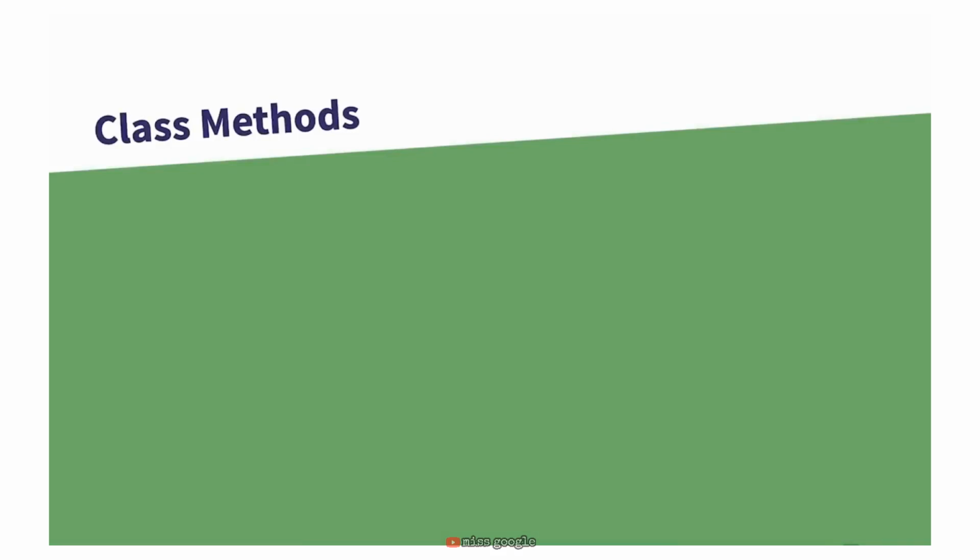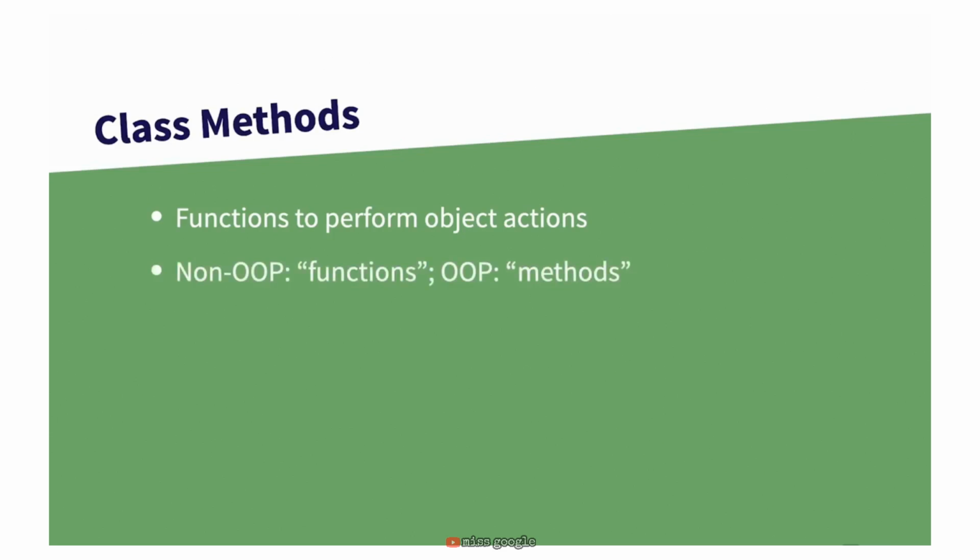In this movie, we're going to learn to add methods to our class definitions. A method is just a function inside the class to perform object actions. When we're working with procedural or non-object-oriented programming, we just call them functions. When they're inside a class, they're correctly called methods. Now you're going to see those two terms used interchangeably all the time, even in the PHP documentation. So don't get too hung up on it. A method is just a function inside a class.